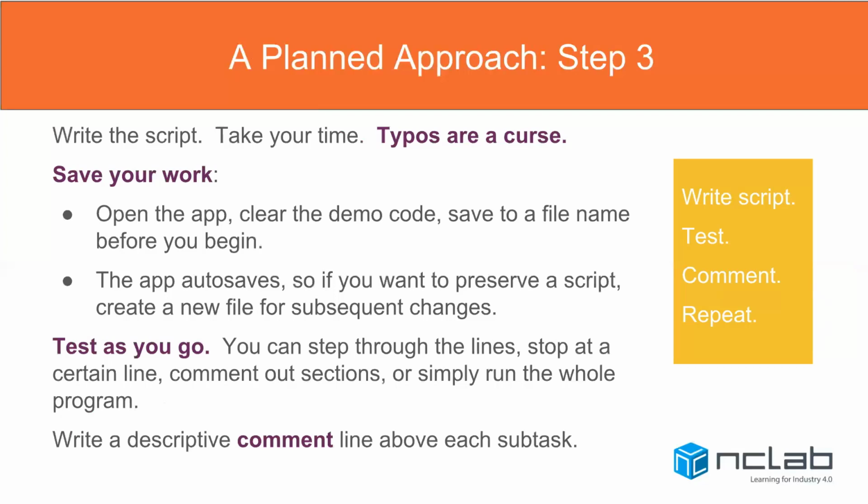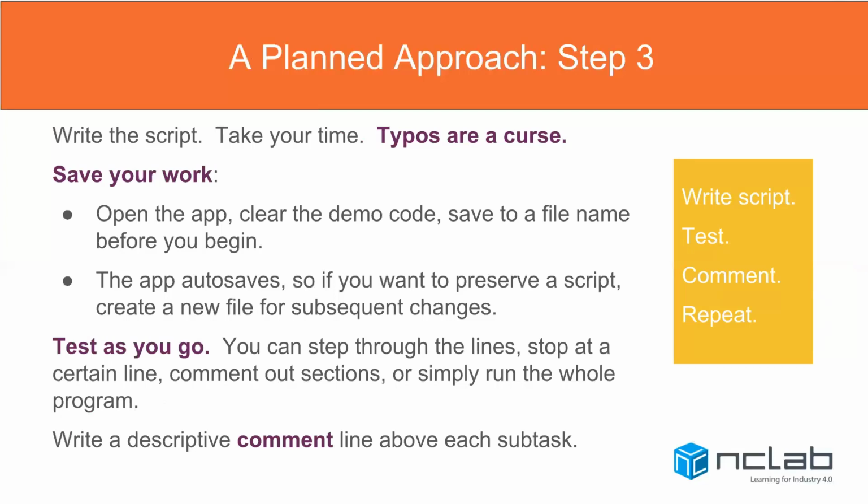And in NCLab, when you open the app, there's always a demo code. You can clear it and then save your file name right there before you begin. So all your work from that point on does get saved. It does auto-save. So let's say you want to preserve a script and go in a direction, but you want to be able to come back to that initial script. Make sure you create a new file for subsequent changes, because it does auto-save. And right now we can't turn that off. So if you think you're branching off, create a new file name at that point.